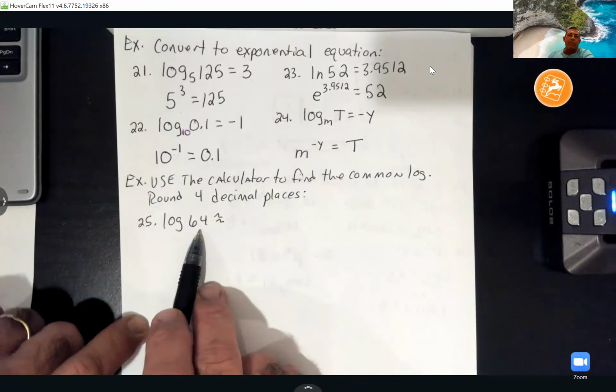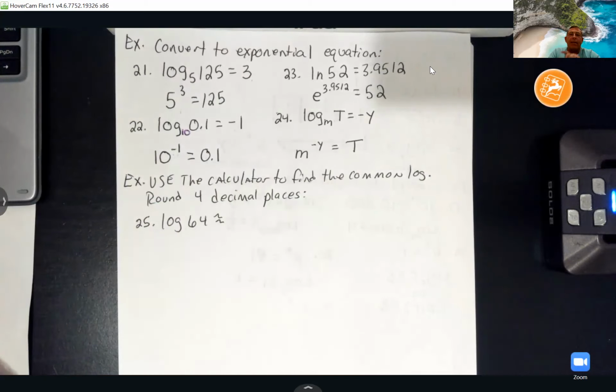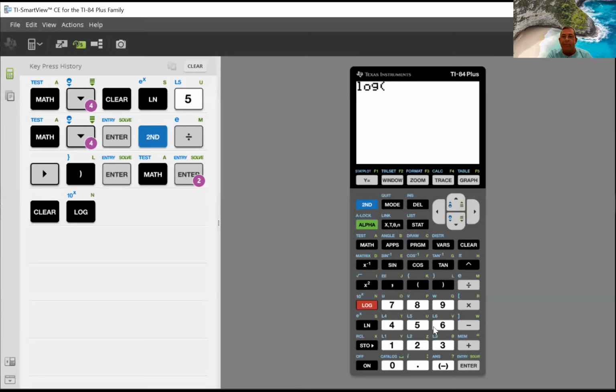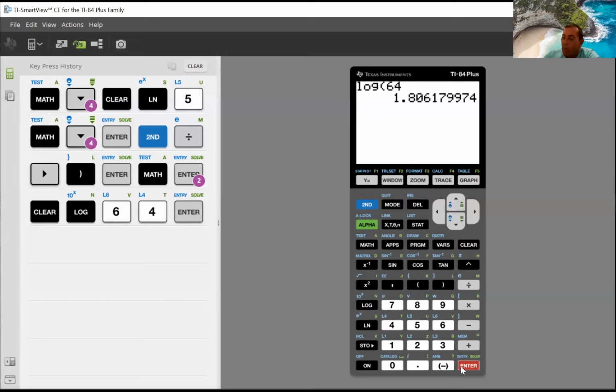So now, y'all, on this one, common logs, I'm just going to hit the log on the front of my calculator and see what I get. Now, remember, we got to round this to 4 decimal places. So I'm going to hit my log, 64, and enter. So y'all, that's a 1 point 8062. Because after the 1 you had a 7, so we round that bad boy up, okay?